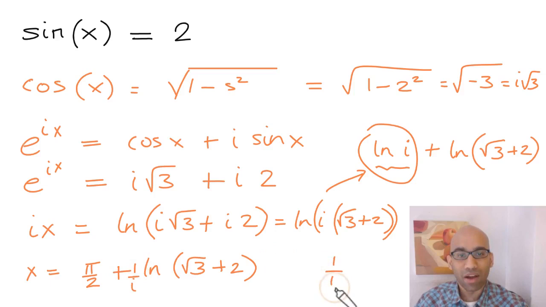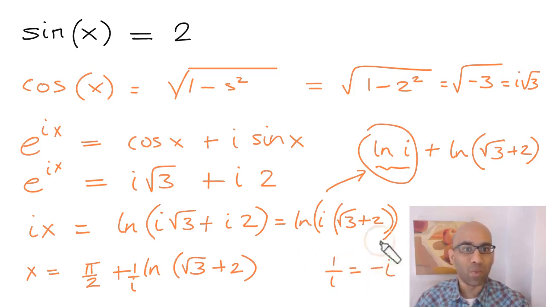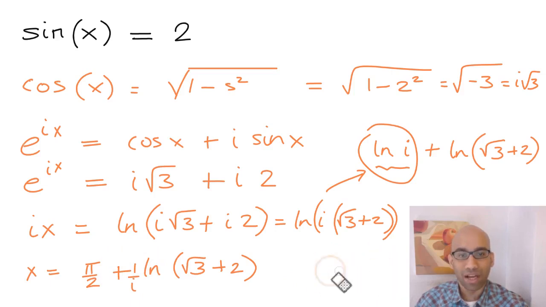Now 1 divided by i is equal to negative i, because 1 is equal to negative of i times i, and i squared is equal to negative 1. So you can see this identity holds true. And so you can just write negative i over here. And you're all set.